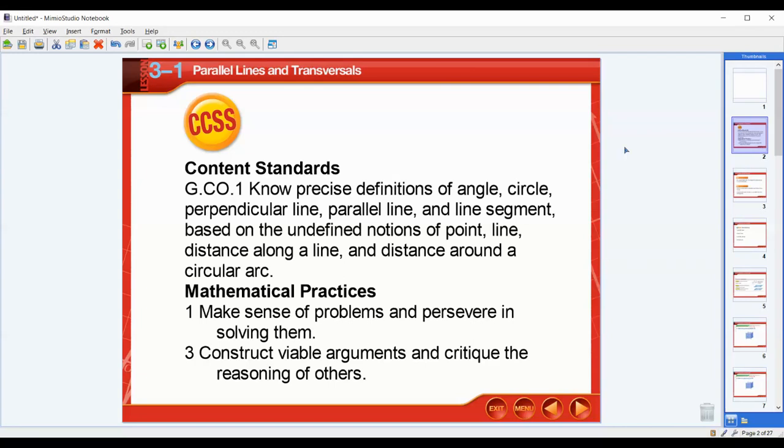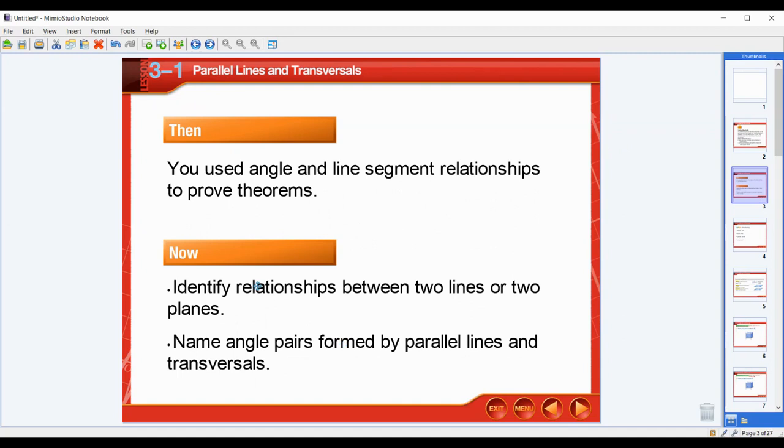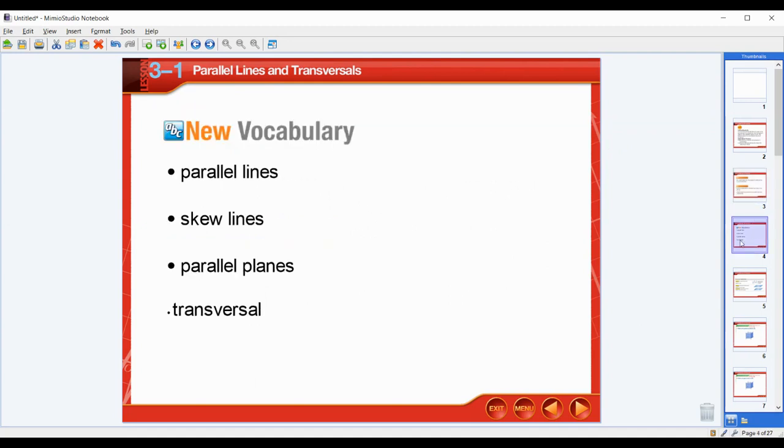Okay, today's lesson is 3.1, parallel lines and transversals. So our I can statement for today is: I can identify relationships between two lines or two planes, and I can name angle pairs formed by parallel lines and transversals.